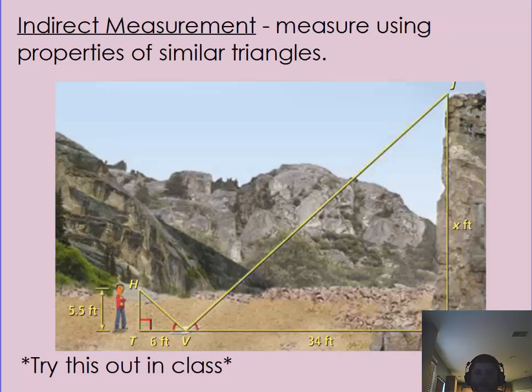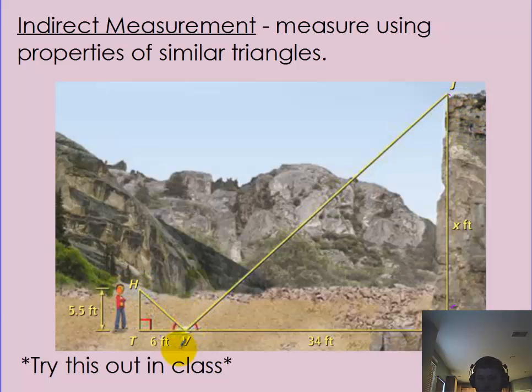Alright, indirect measurement. This is another vocab word here. It's where we can measure using properties of similar triangles. And I hope we can try this out in class. This is cool, but let me explain this example. This guy has to measure the height of this mountain right here, but he doesn't have something long enough to measure it. But he can, using proportional triangles.